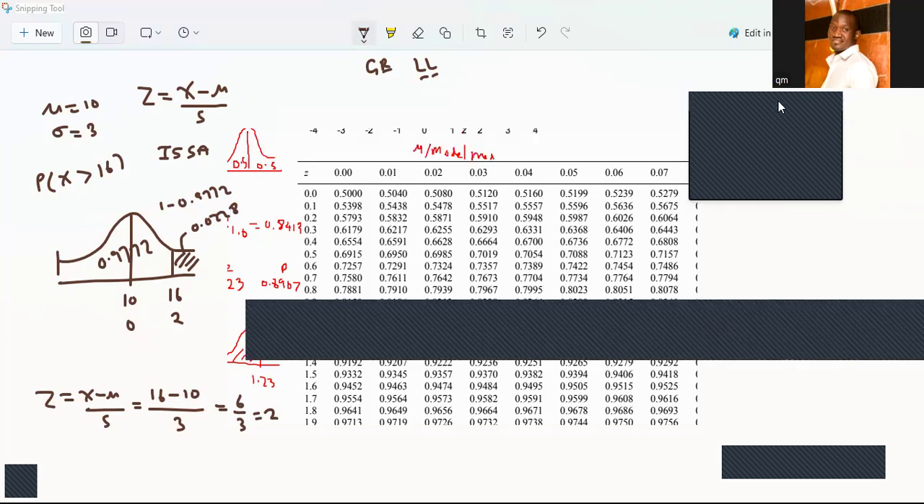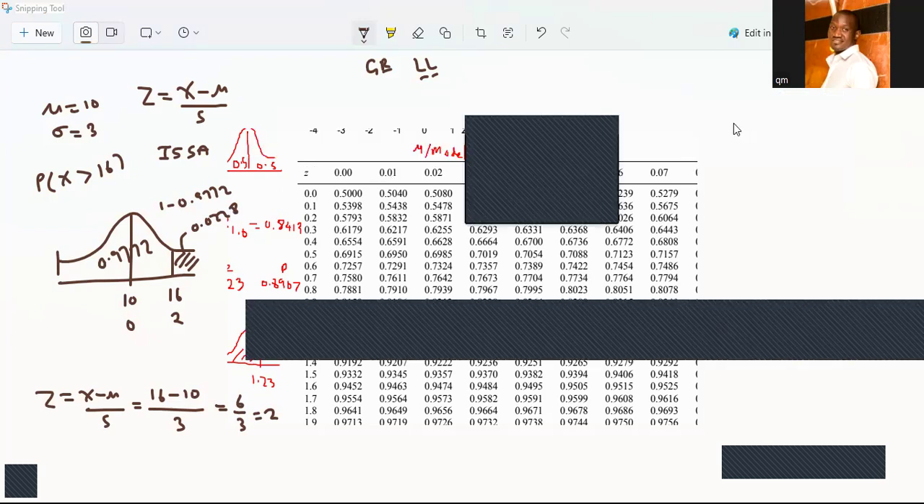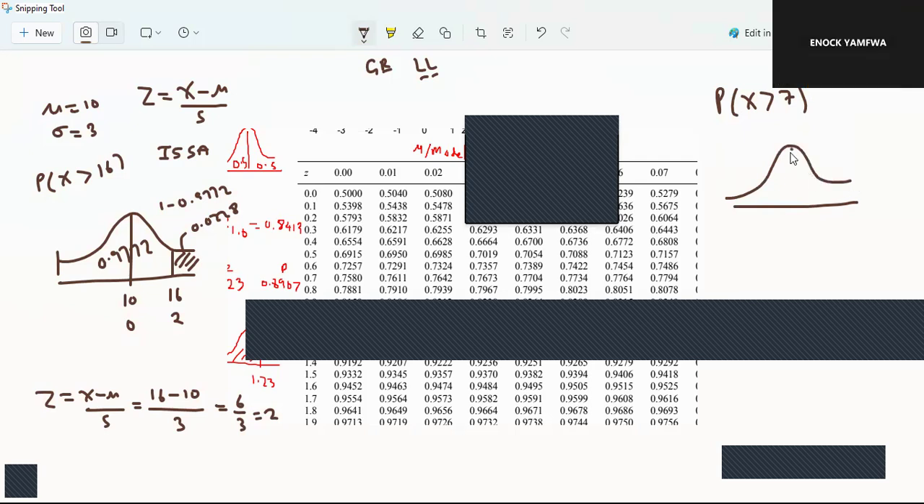So who wants to try? Suppose we have been told to find the probability of x is greater than 7. Can somebody help? Let's follow ISA. What do we do? Illustrate. What is in the middle? The mean is 10. We start with the data that has been given.